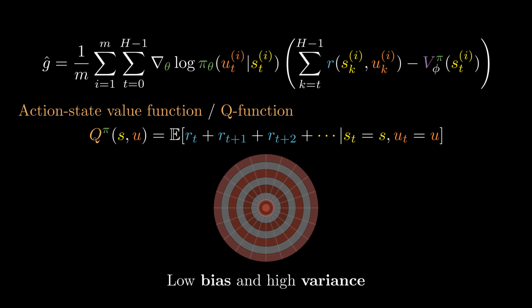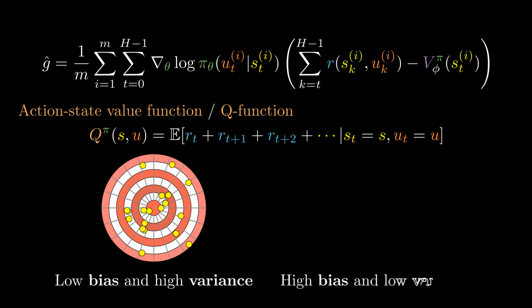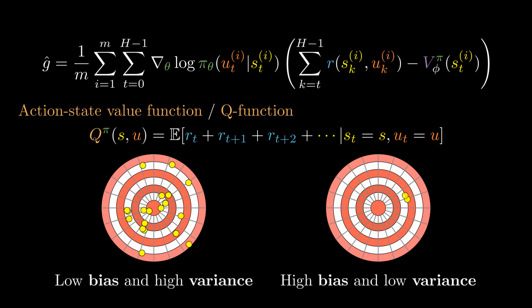What does that mean? Imagine throwing a dart at a target. A low bias estimate suggests that on average, your throw hit near the center of the target. But high variance means that from one throw to the next, your results can vary widely, even if the average is spot on. You can also have an estimate that's consistent yet low in accuracy. That's low variance but high bias. In our case, the target is the true expected reward when taking action u at state s. Estimating this expectation from a single sample gives us a low bias and high variance estimate.